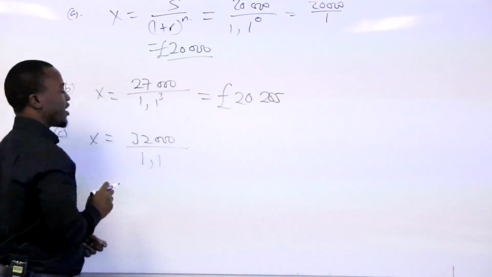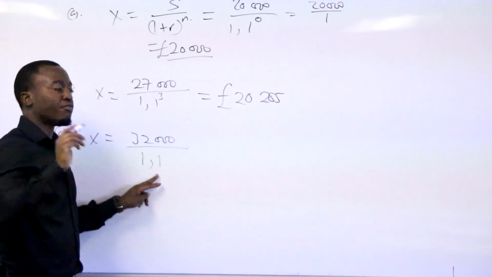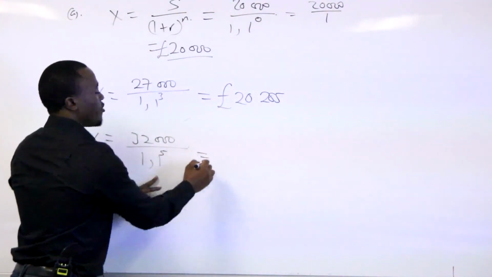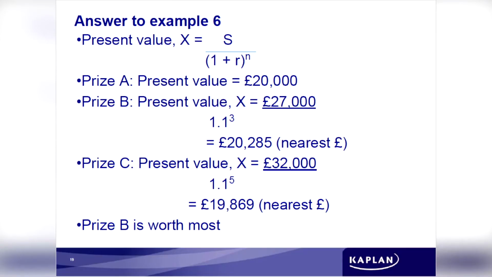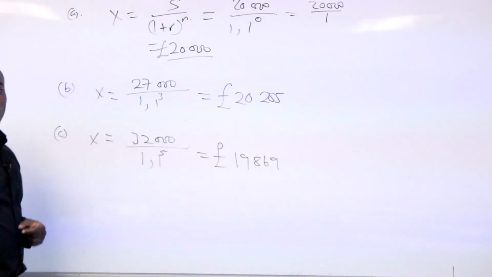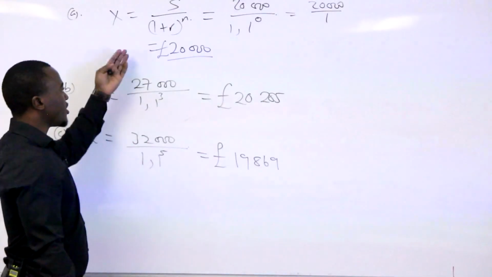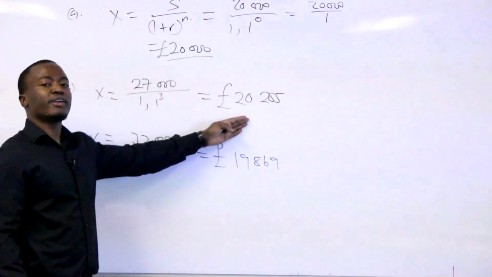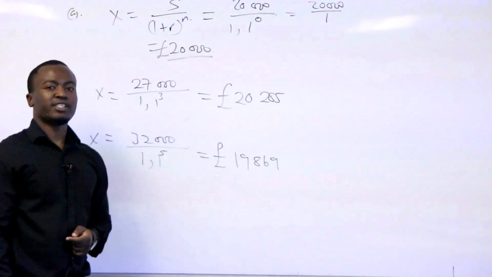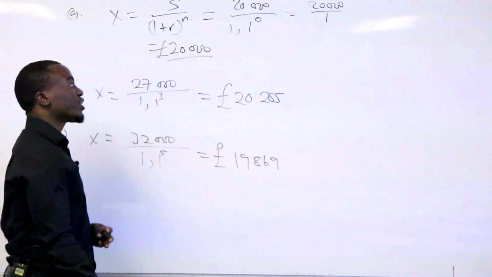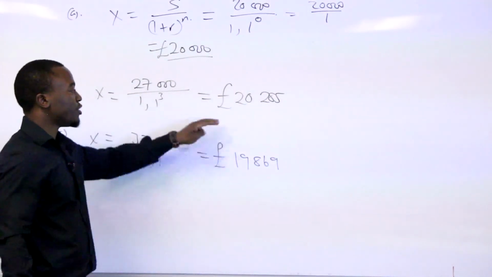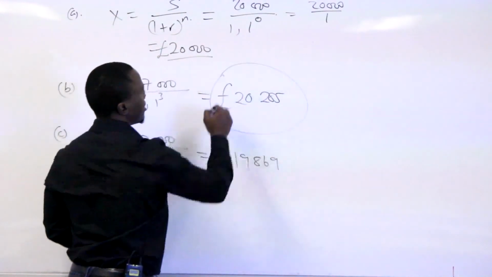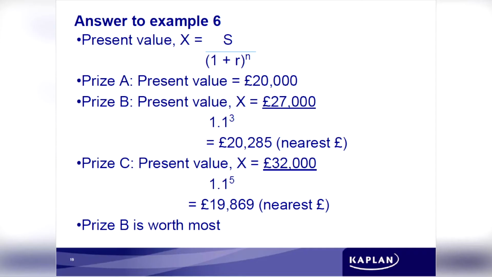Again, it's being divided by 1.1 to the power of, but this is over 5 years now. And this is going to give you 19,869 in today's terms. Okay, so which one should Charlie choose? The 20,000 or the 20,285 or the 19,869? If we're just looking in terms of present values, as the question has asked us to, then the best decision to make is this one. So Charlie should take prize B.